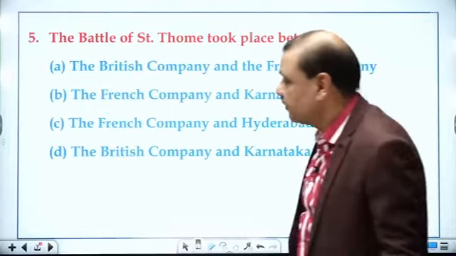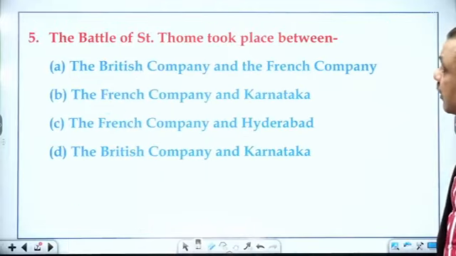Question number 5, the last one. The Battle of Saint Tome took place between: A, the British company and the French company. B, the British company and the Karnataka. C, the British company and the Hyderabad. D, the British company and Karnataka.